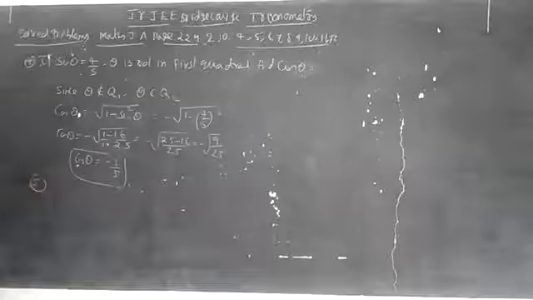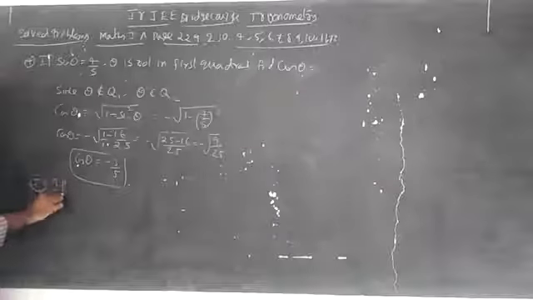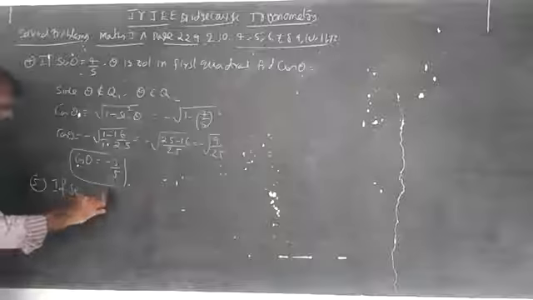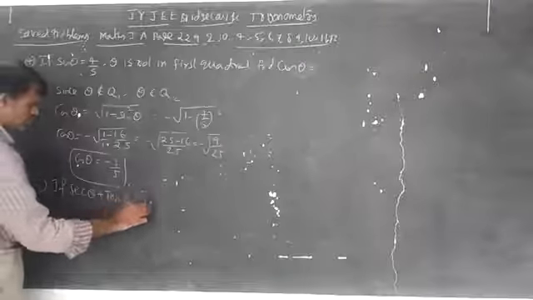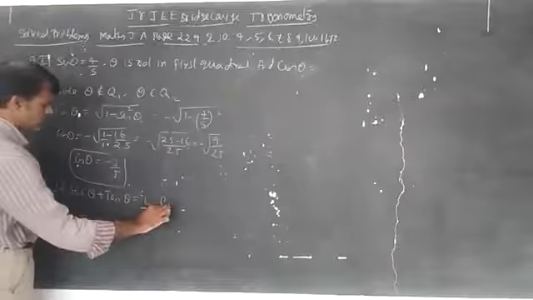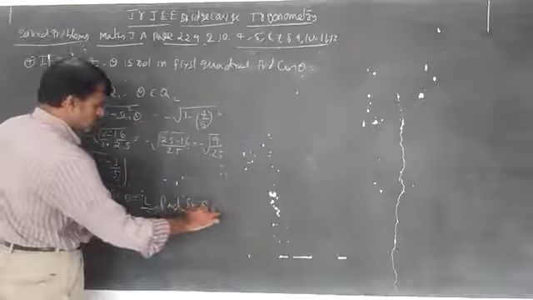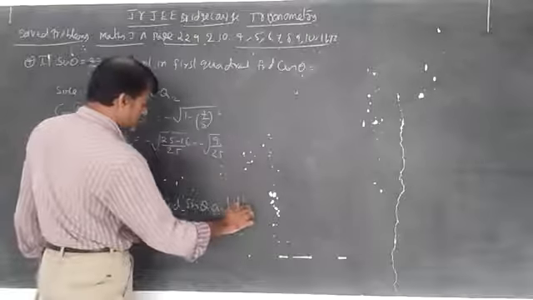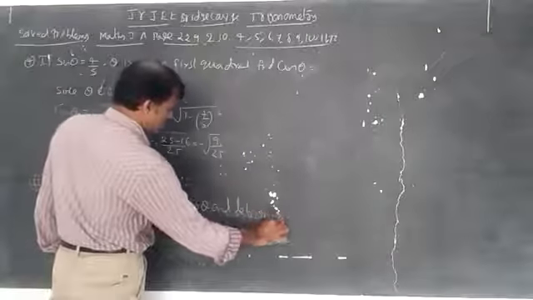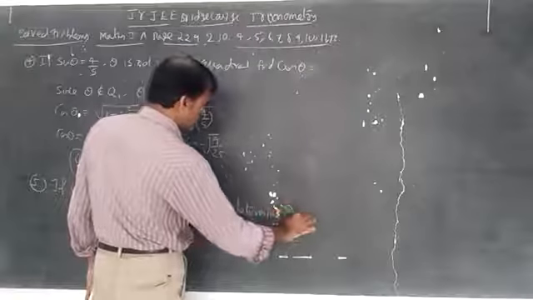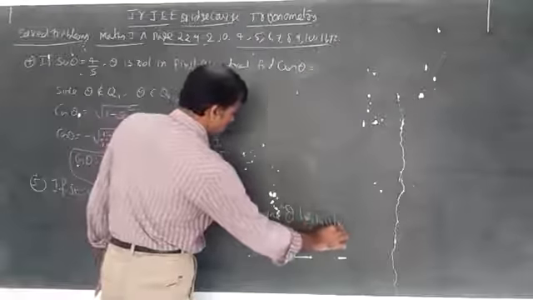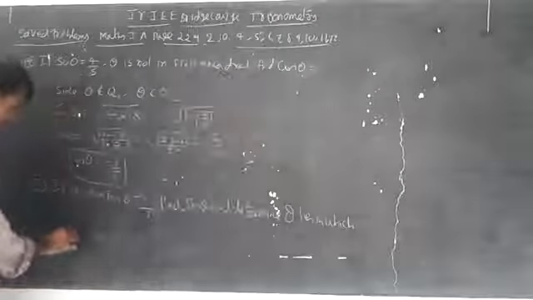Now, fifth question. Yesterday I said 3 questions. Today we discuss these questions. Fifth question. If secant theta plus tan theta is equal to 2 by 3, find sin theta and determine which quadrant theta lies in. This is the question.